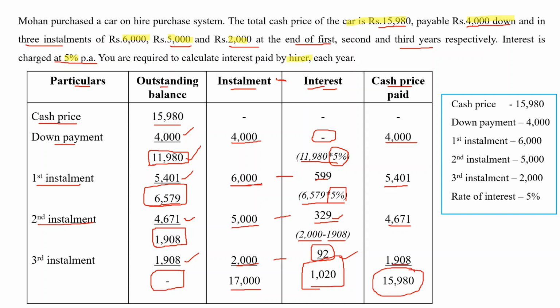This answer should be same as the cash price that is given in the question. See, the cash price that is given in the question is 15,980. The same answer you should get here. If you are not getting the same answer, your answer is wrong. You have gone somewhere wrong in the calculation.